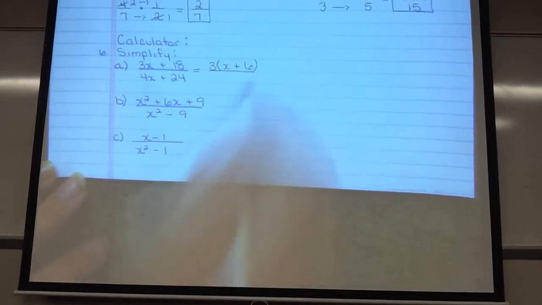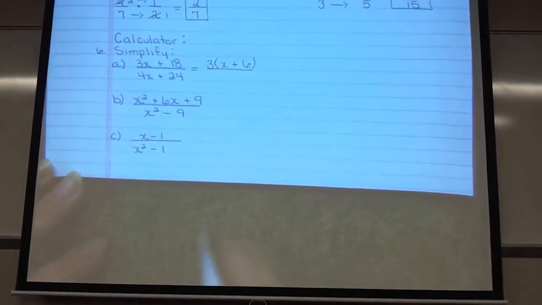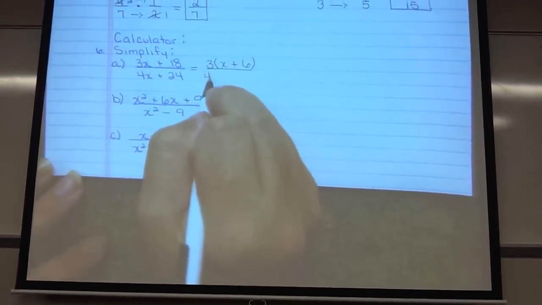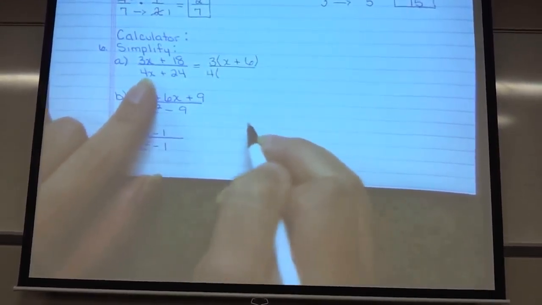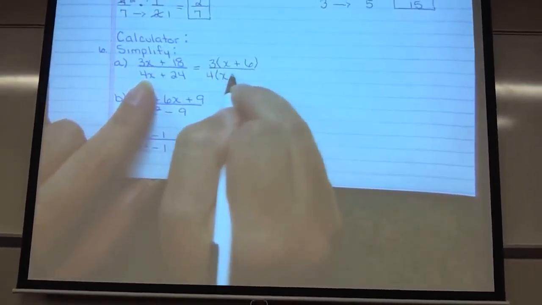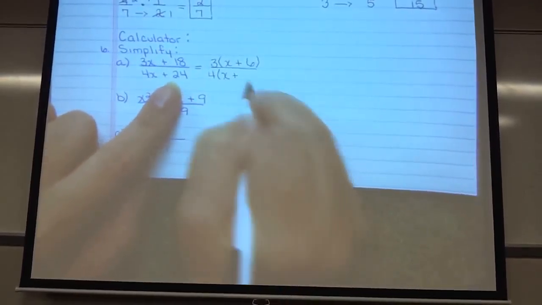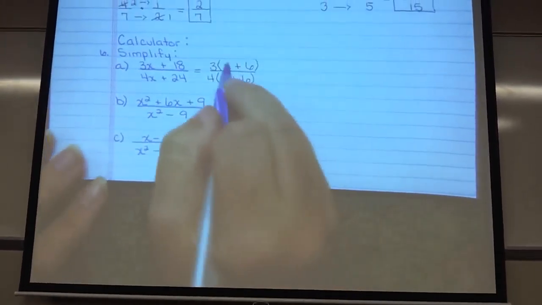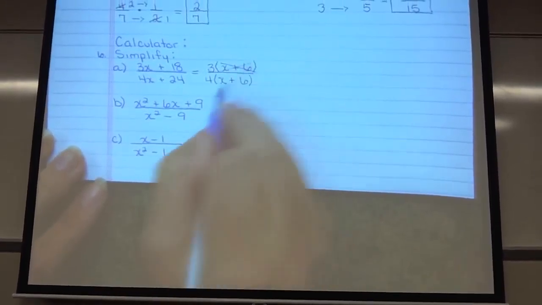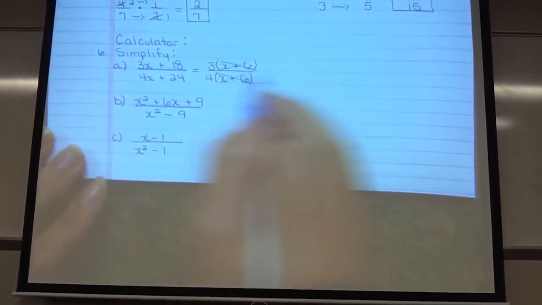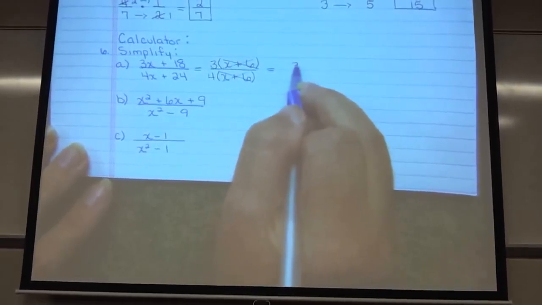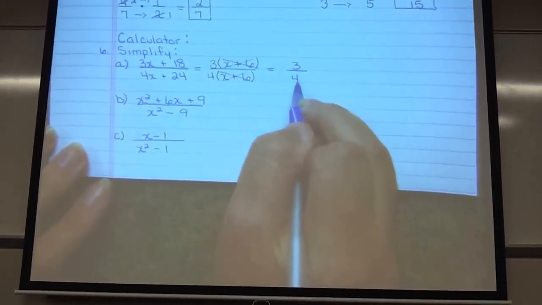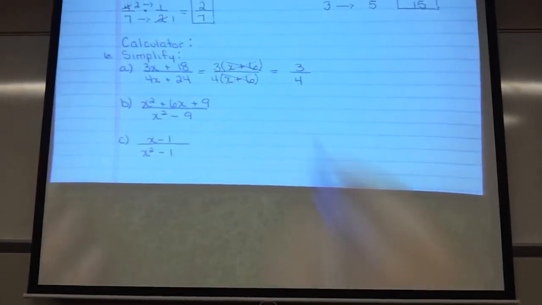In the denominator, what's my common number? 4. If I take a 4 out of the first part, I'm left with an x, plus 4 out of 24 is 6. And you go, yay. These are going to cancel. Same expression on top and bottom. So we're left with 3 over 4. Can that reduce? No. And that's as far as you can go.